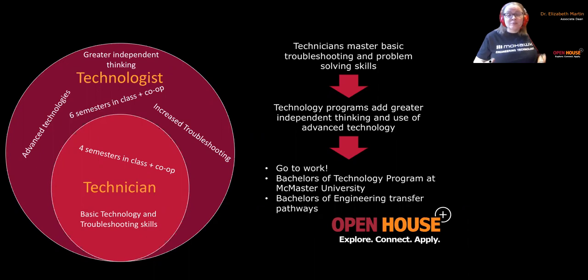If you want to pursue further education, you also have a number of different options. We have a program with the Bachelor of Technology program at McMaster University, where you can continue your studies there. And another option that you have is to pursue a Bachelor of Engineering transfer pathway. And we have a number of different schools that regularly accept students out of our program to move on to pursue their Bachelor in Engineering.